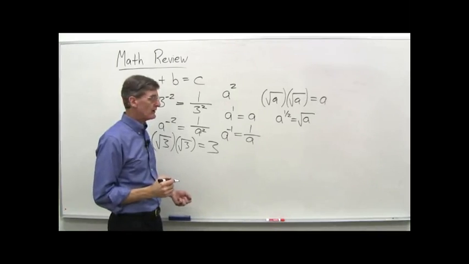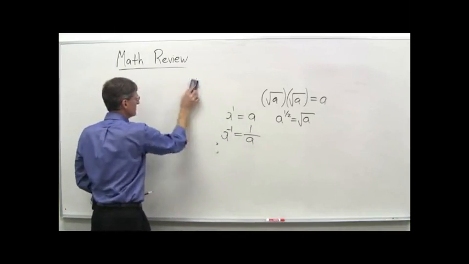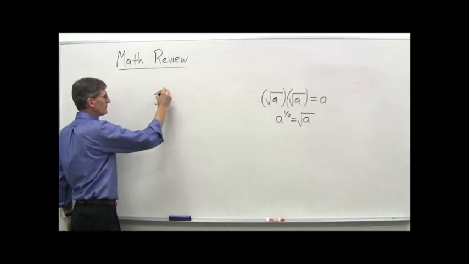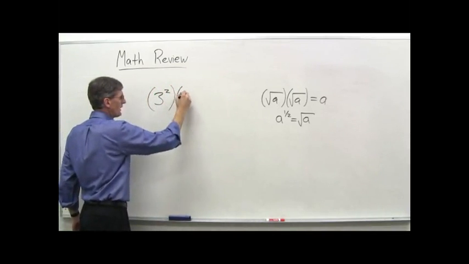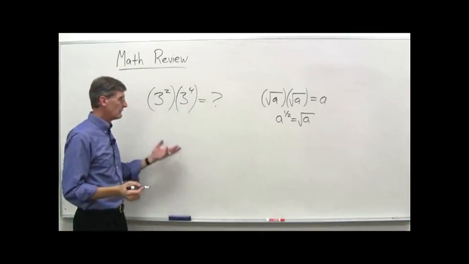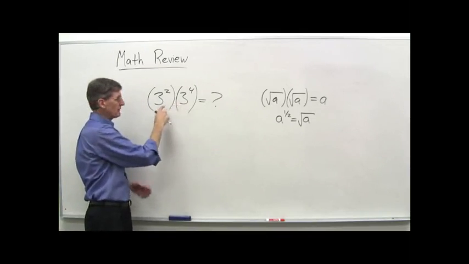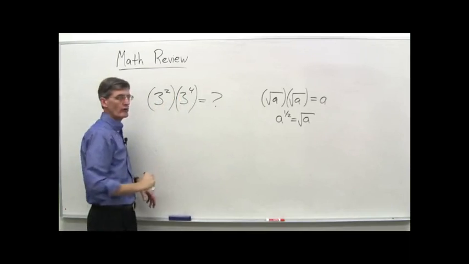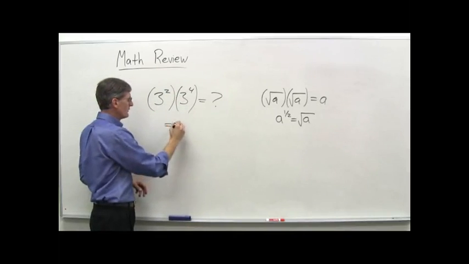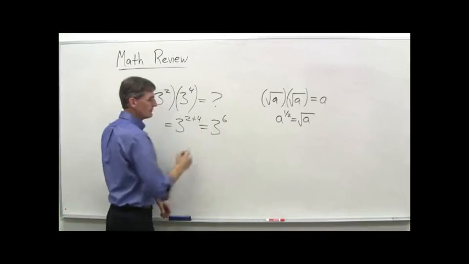One reason this works is if you do something like this, if you have, let's say 3 again, 3 squared times 3 to the 4th power, what does that equal? You may remember, if you dredge your mathematical memory, if it's been a while, that when we have like bases, remember the 3's here are called the bases, and the 2 and the 4 are the exponents, you just add the exponents. So this becomes 3 to the 2 plus 4, which is the same as 3 to the 6th power.